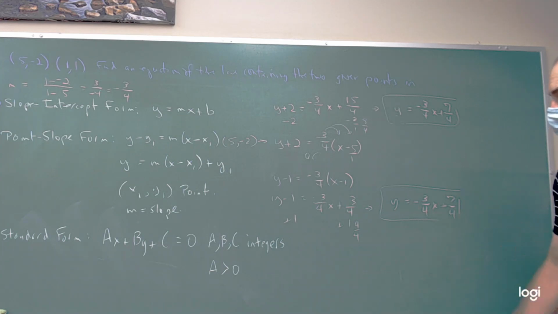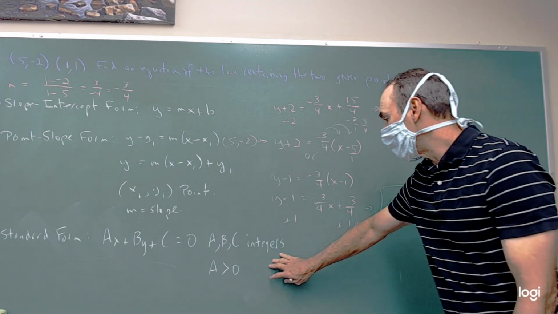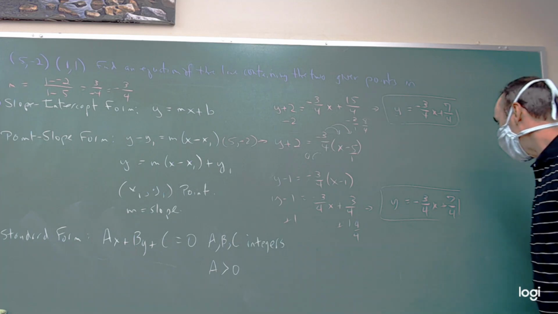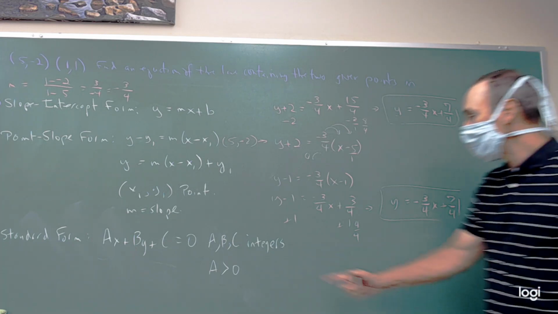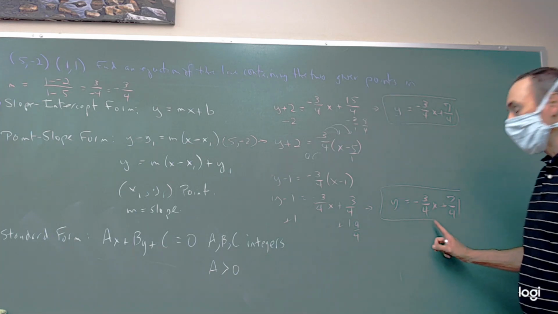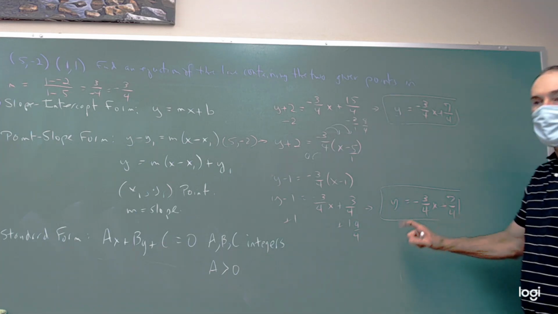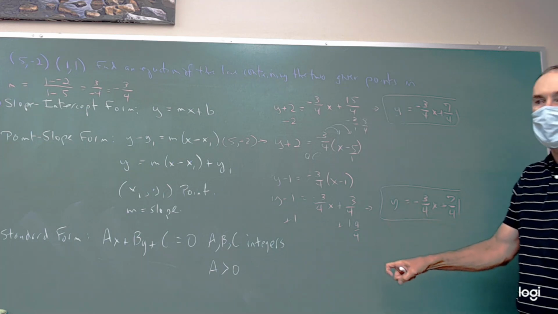Now, the last one is going to standard form. So now what we want to do is, there's three things we have to do to meet these criteria. We have to get x and y and the number on the same side of the equal sign and 0 on the other.